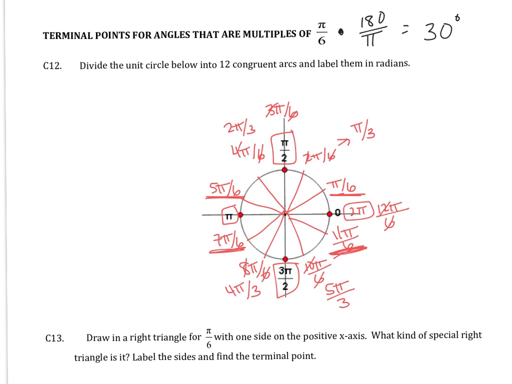What we need is the stuff for pi over 6. So we're going to do the same thing we did before. Here's your radius. Radius is 1. Here is the x and y lengths. Here's your nice little right triangle. And this little angle here, which represents how far you go from the initial side to where the terminal side stops, that's pi over 6 or 30 degrees.